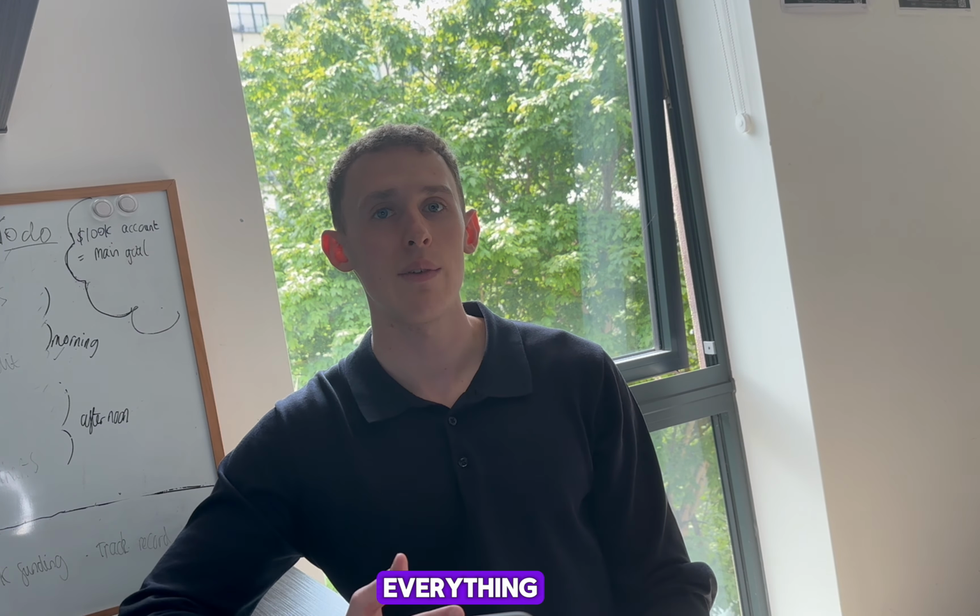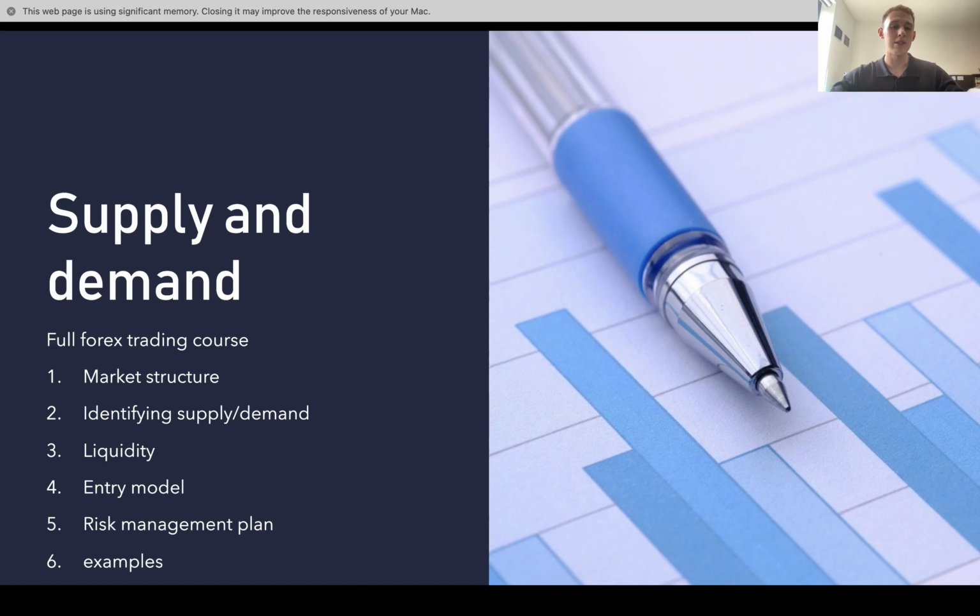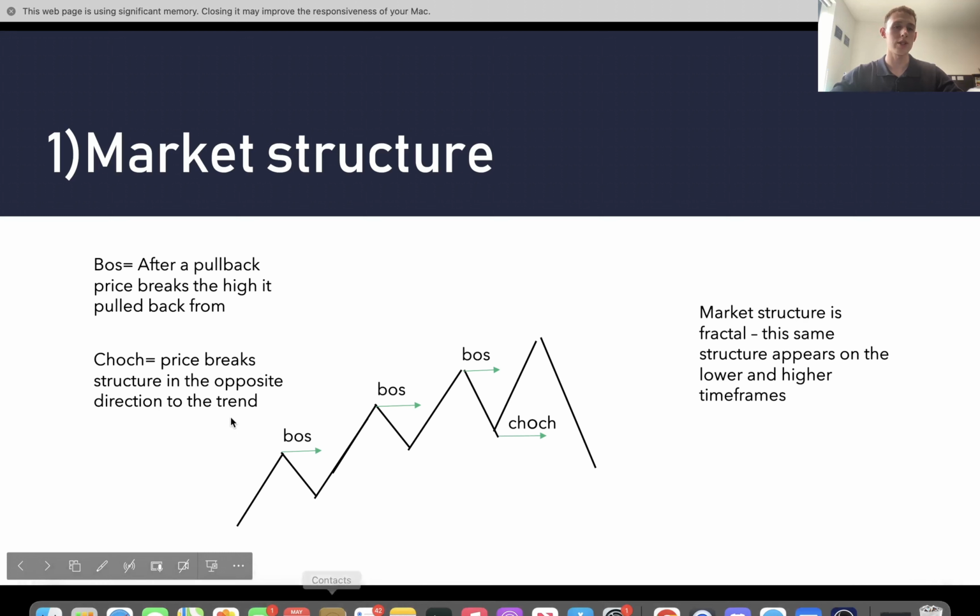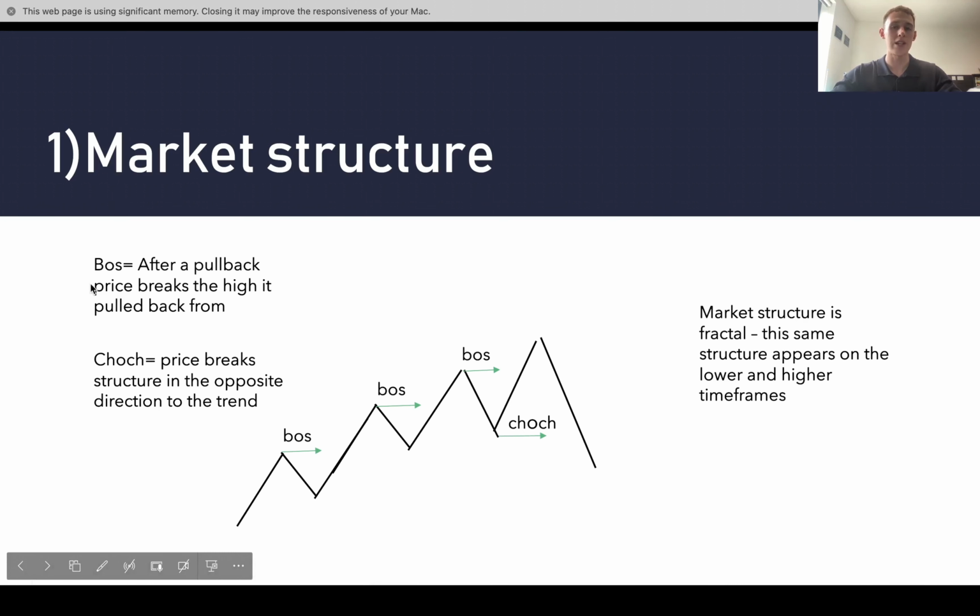So first of all, we're going to go through how to actually identify market structure, supply and demand areas of liquidity and the types of liquidity that I look out for, the entry model that I use, how to actually go about forming a risk management plan, and how to calculate the correct lot sizes per trade. And also at the end, I'm going to go through some examples to make this super concrete and super clear for you guys.